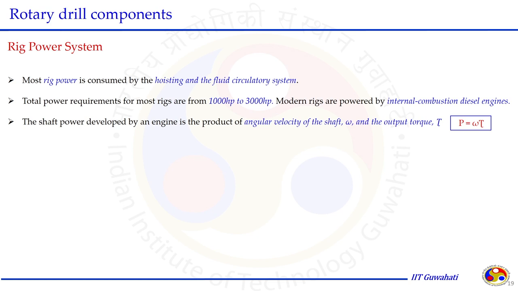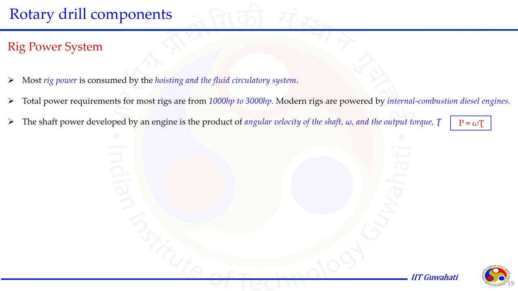Rotary drill components can be classified in groups, one being the rig power system. Most rig power is consumed by the hoisting and the fluid circulating system. Total power requirement for most rigs varies from 1000 horsepower to 3000 horsepower, depending on the depth we are going to drill, at what rate the circulation of the drilling fluid needs to be performed, and some other components. Modern rigs are powered by internal combustion diesel engines.